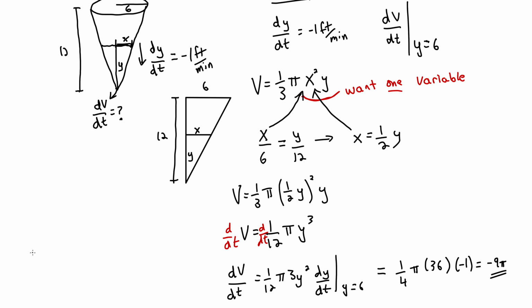We'll say the volume is decreasing at a rate of 9 pi cubic feet per minute. Just making sure our units match everything: the rate was given in feet per minute, and the example, if you recall from the beginning, asks us to find dV/dt in cubic feet per minute. So there you go.